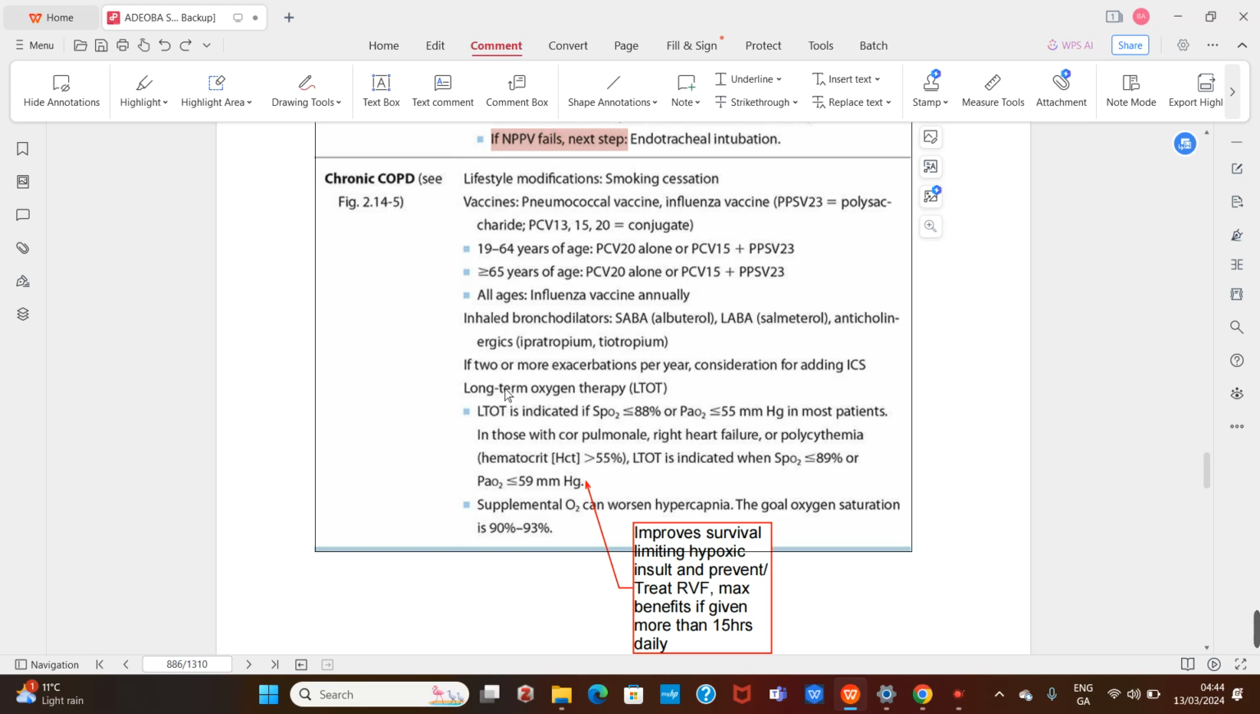Now, we are going to talk about the algorithm. So there's the GINA, no, is it GINA? No, not GINA, the GOLD algorithm, to guide on how we use our inhalers, our bronchodilators in people with COPD. We are going to look at them very soon. So let's just keep that. Let's still remember the lifestyle modification, smoking, and the vaccination.